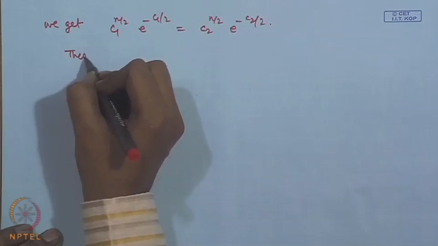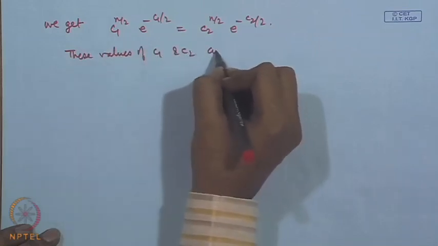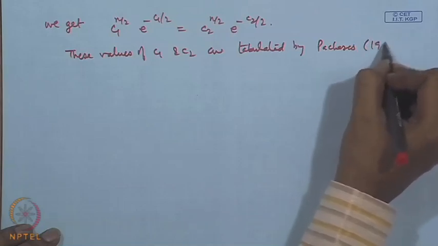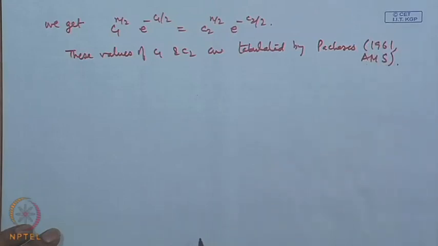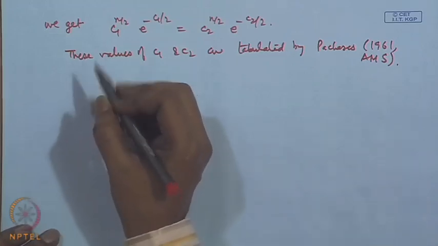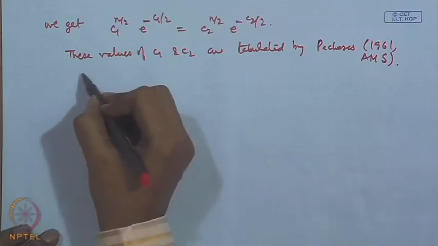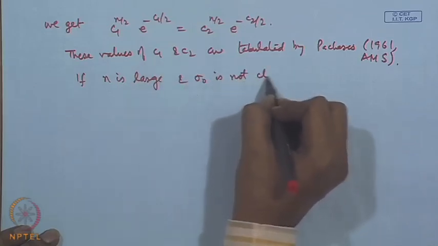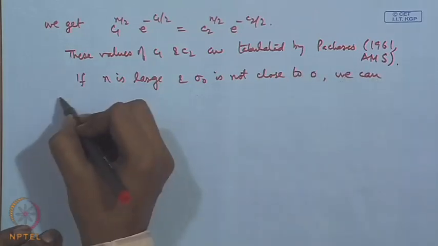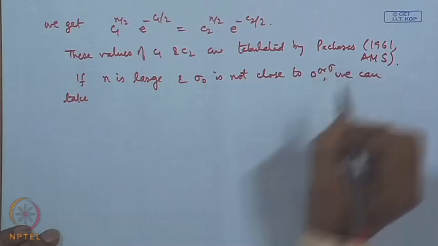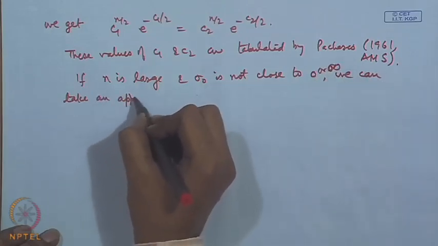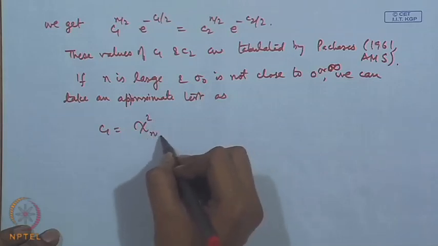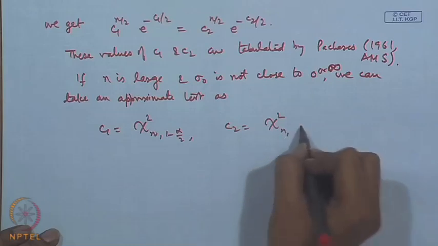These tables of C1 and C2 are tabulated by Pachares in 1961 in a paper in the Annals of Mathematical Statistics. And another thing is that if n is large, then we can consider the two conditions to be exactly the same. If n is large and sigma naught is not close to 0 or infinity, we can take an approximate test as C1 equal to chi square n 1 minus alpha by 2 and C2 equal to chi square n alpha by 2.